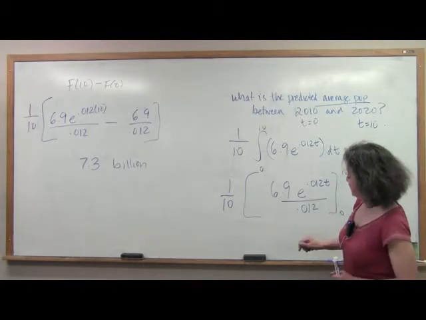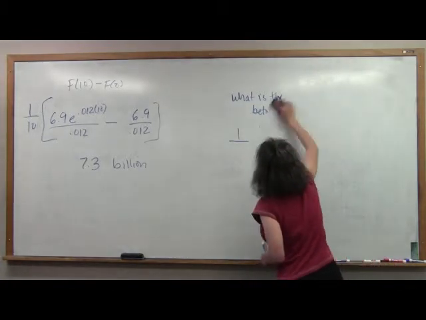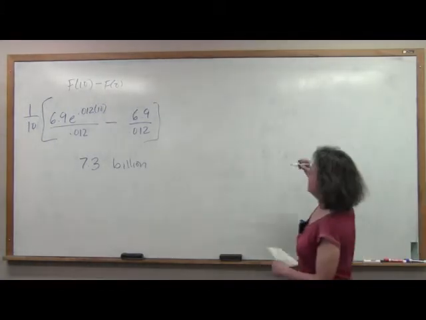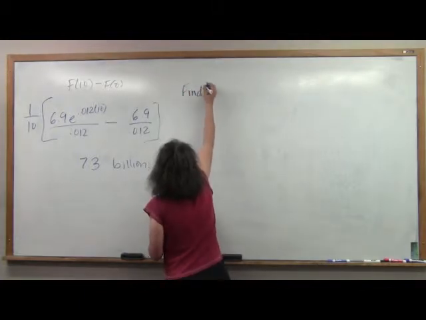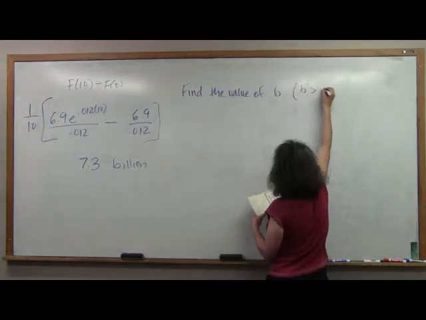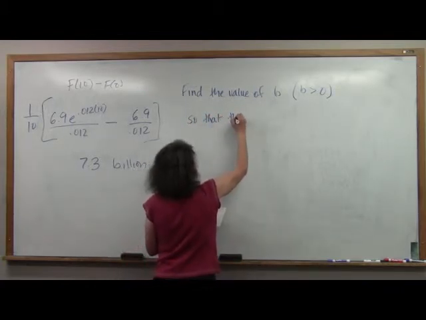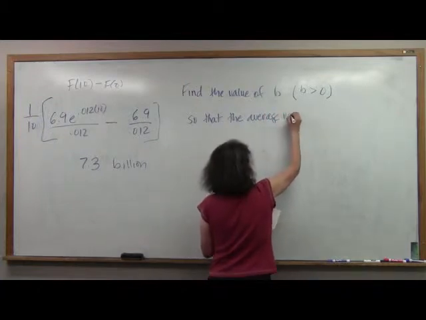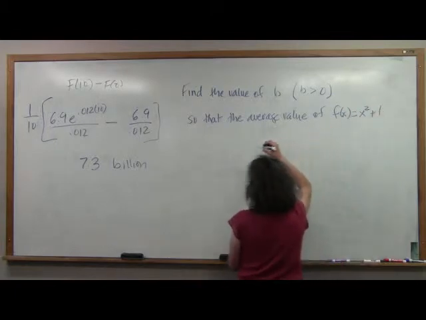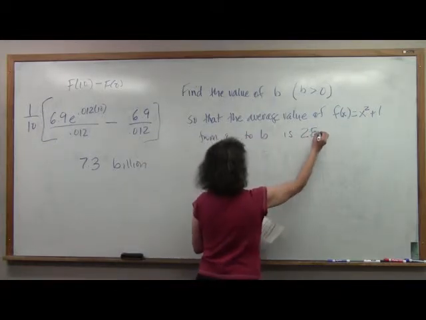All right, let's just do one more example here. And this is a pretty cute little example. Okay? What if now I want you to do this, or us, I should say. Find the value of b, and I'm going to tell you b is greater than 0, so that the average value of f of x equaling x squared plus 1 from 0 to b is 28.